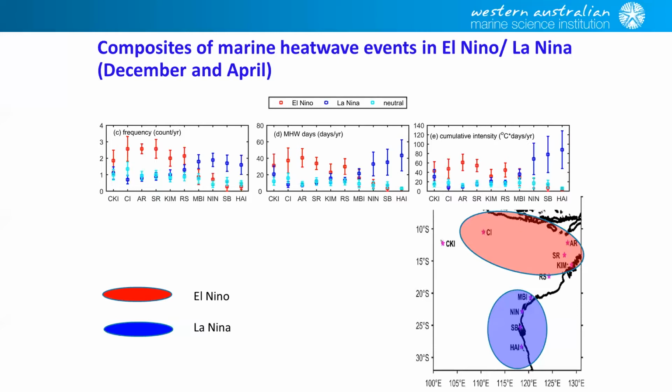So this is a summary plot showing the northern reefs, from Christmas Island, Scott Reef, Ashmore, Kimberley coast, to Rowley Shoals as well. We found that there's more likelihood of longer, more frequent marine heatwaves during El Nino events. And in the south area, from Mount Bellow to Abrolhos, La Nina will cause more likelihood of marine heatwaves. So that's our main result for this study.